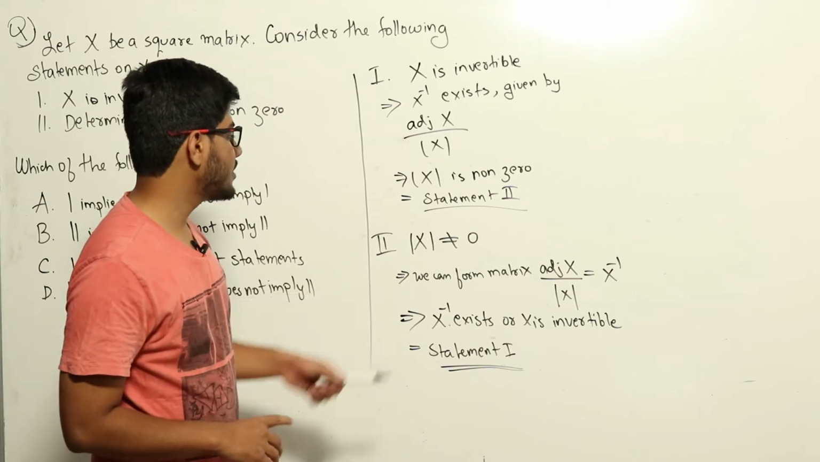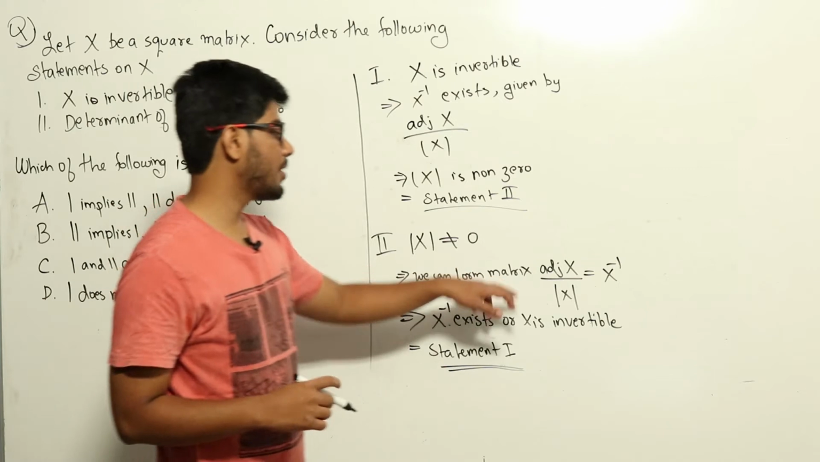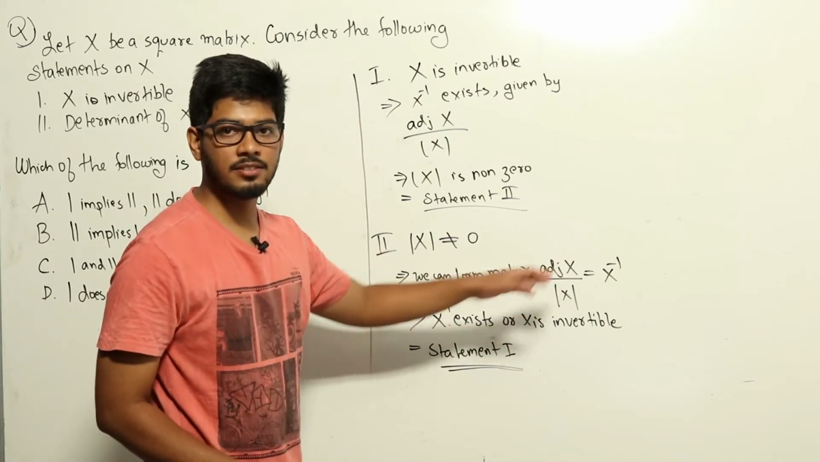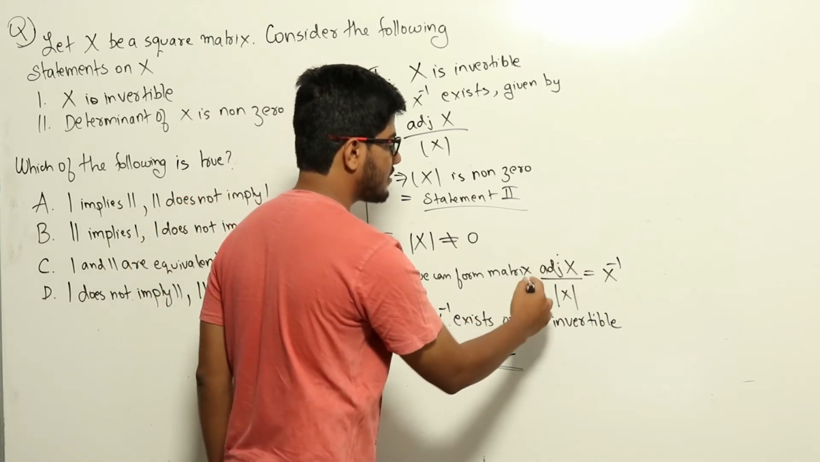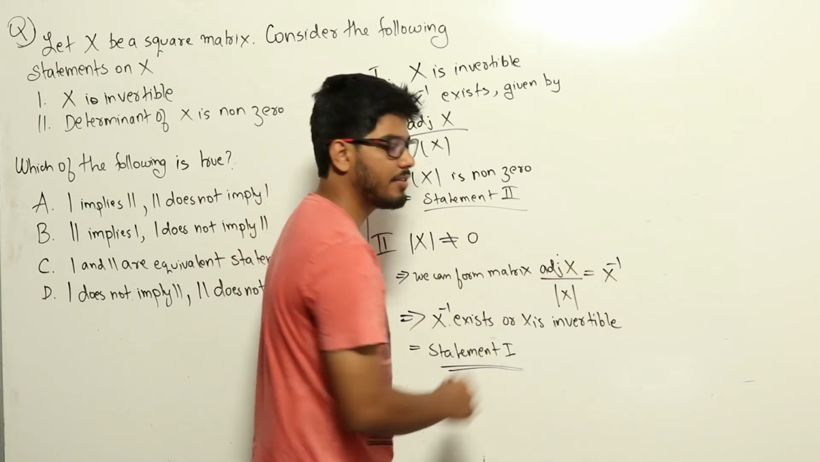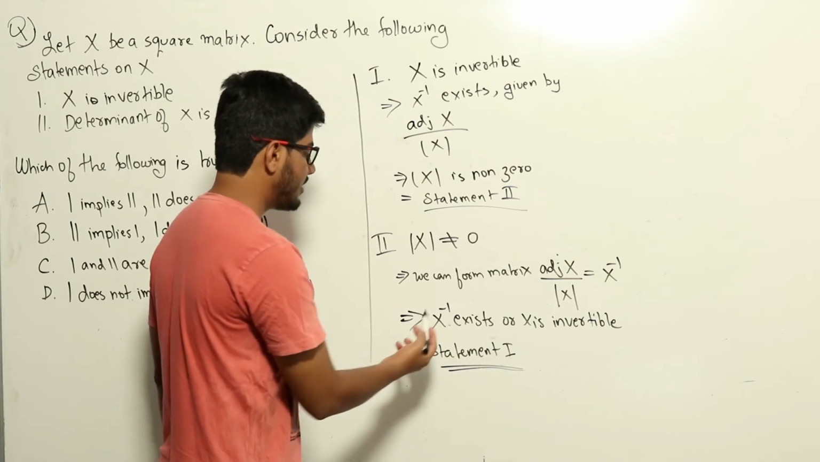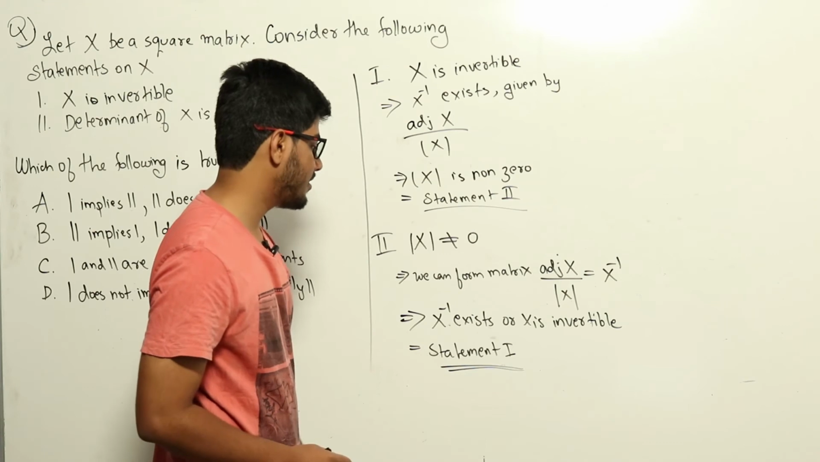Now if you look at statement 2, it says that determinant of X is non-zero, which means we can form the matrix adjoint of X by determinant of X. Adjoint of X matrix exists for every matrix. We can be sure that this matrix exists, divided by this determinant value which is non-zero, which will give us the inverse of the matrix, X inverse. This is the formula for inverse of the matrix. Now we see that X inverse exists, or we can write X is invertible, which is nothing but statement 1.